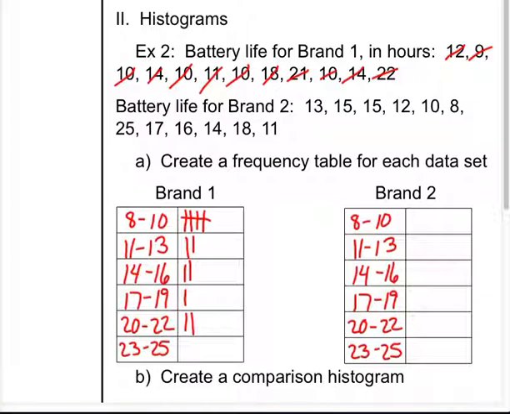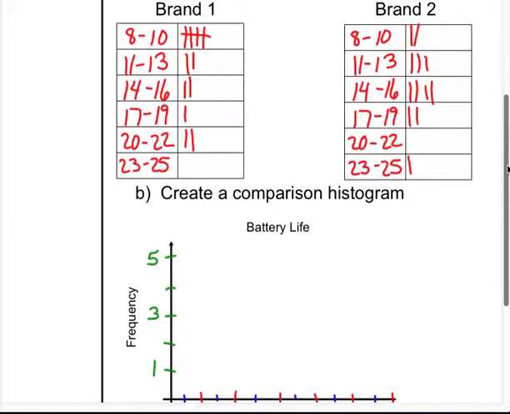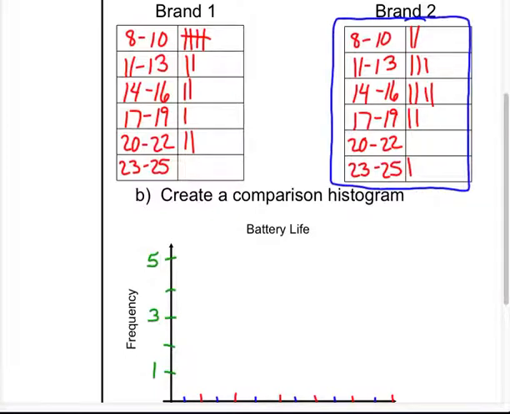All right, so for my second grouping, same thing, 13, 15s, 12, 10 and 8 are in the same group, 25, 17 and 16, 14, 18, and 11. So now that we have our frequency set, we are going to display that on the bar graph at the bottom. So what I'm going to do is call brand 2 my blue bars, and we'll make a key for our histogram.